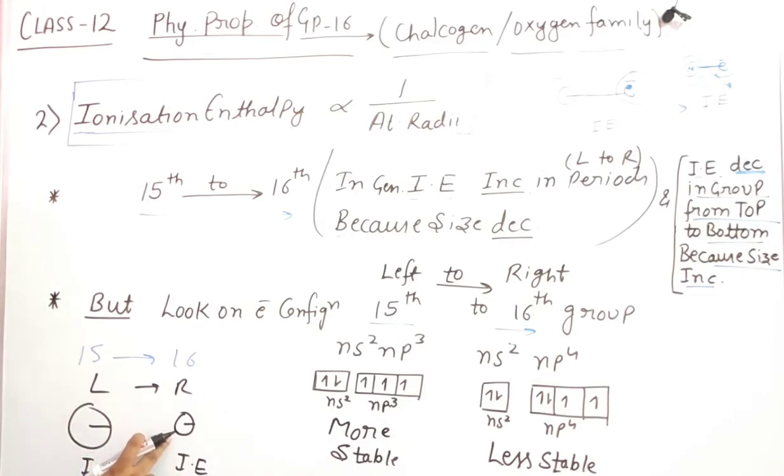The size of the group 16 element is small, and the size of the group 15 element is greater as compared to group 16. So group 16 requires high ionization enthalpy as compared to group 15, and group 15 requires less ionization enthalpy as compared to group 16 because its size is larger. The size of the group 15 element is greater than the group 16 element.